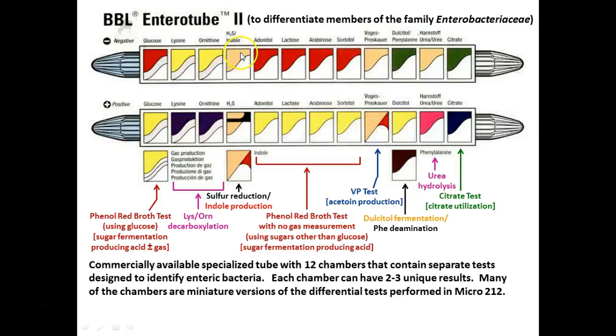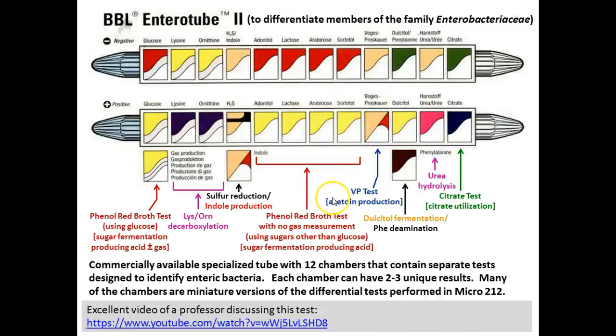This one is 2 tests. If hydrogen sulfide reduction happens, if sulfur reduction happens, you get a black precipitate. This one you can also open the chamber and add the Kovacs reagent, and you can test for the indole production and it'll turn red. So you can run a whole bunch of tests. And this is actually a numbering system.